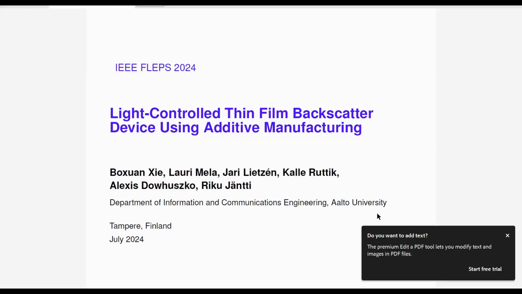Today I'm going to talk about our recent project on the light control thin film backscatter device using additive manufacturing. I'm Boxuan here from Aalto University.